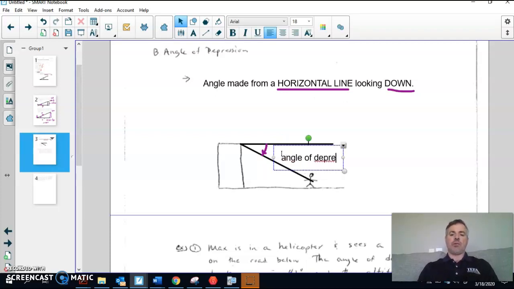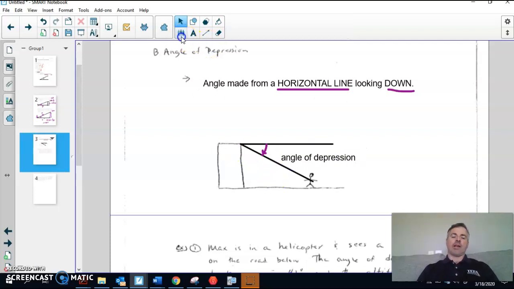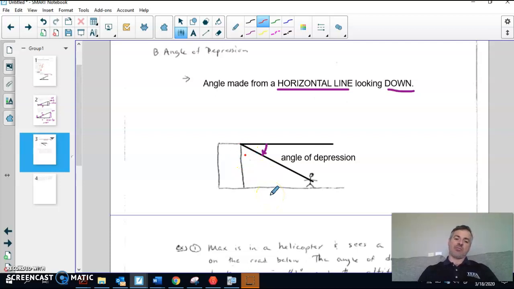It is often confused incorrectly with this angle in here. If I make a dot right there, it's often confused with that angle, but that is not the angle of depression because it's not made with a horizontal line, that's made with a vertical line. So that is not the angle of depression, this one is.